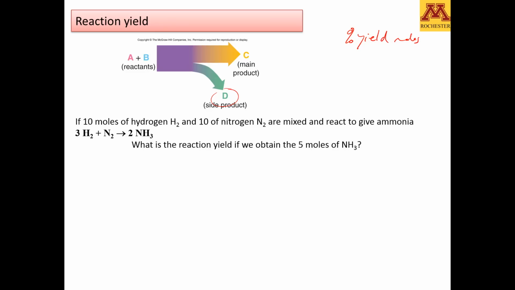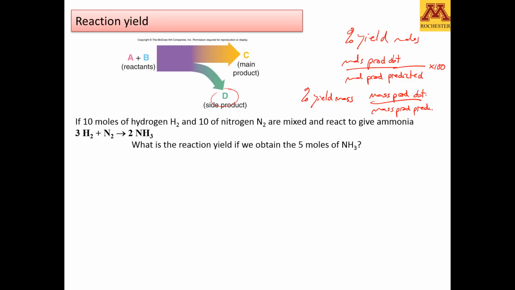So if it's percent yield in moles, it would be the moles of product obtained over the moles of product predicted by stoichiometry, and that is multiplied by 100. The percent yield in mass would be the same ratio, but in mass. So it would be the mass of products obtained over the mass of products predicted. Hopefully that makes some sense.